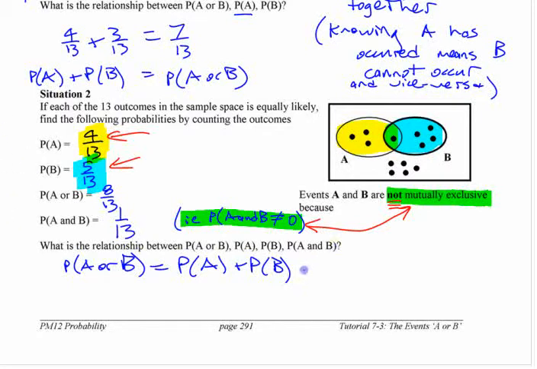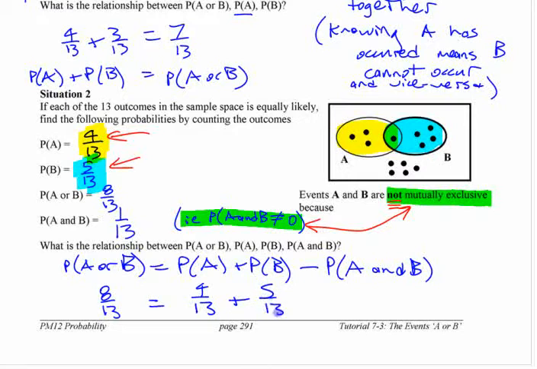So the way the shortcut or the relationship works is, if I just add these two, I know I've counted the overlap twice, so I can subtract the overlap once. If I subtract this A and B, that's the overlap. The overlap's counted twice when I just add those two, so if I subtract it once, I'm okay, and I get what the A or B is. So if you look at the numbers, 8 out of 13 comes from taking 4 out of 13, 5 out of 13, minus 1 out of 13. You subtract the overlap once, and you get your A or B.